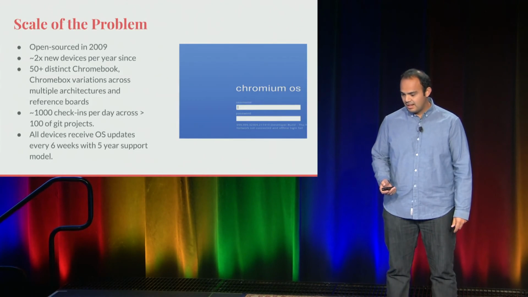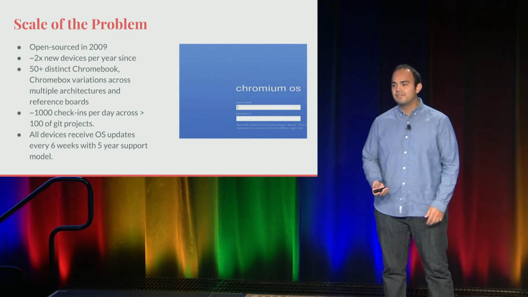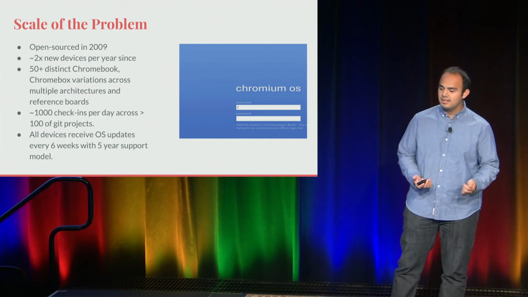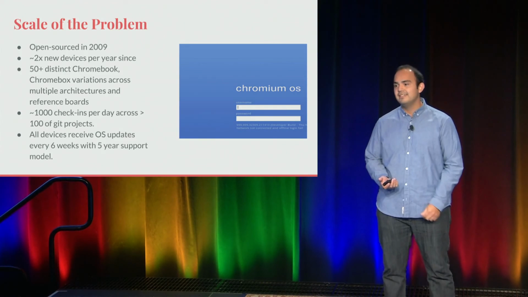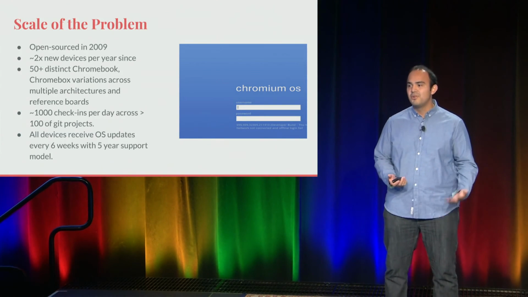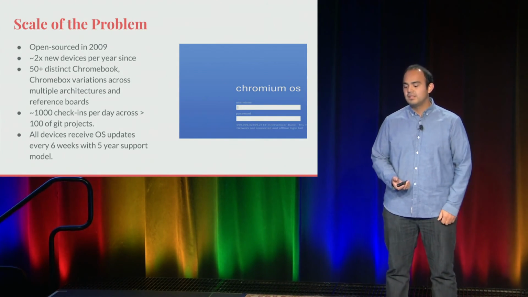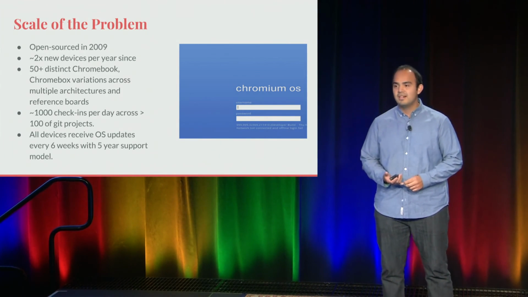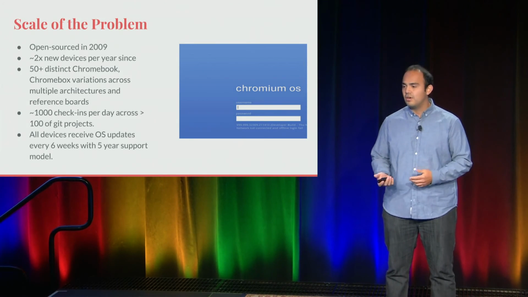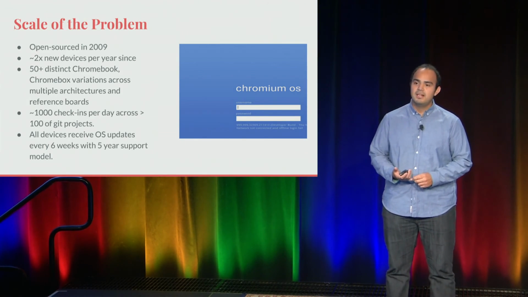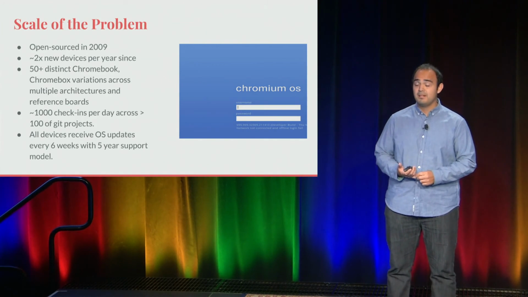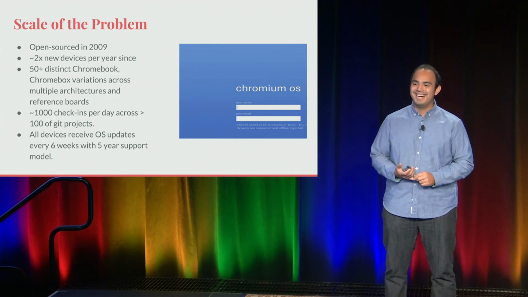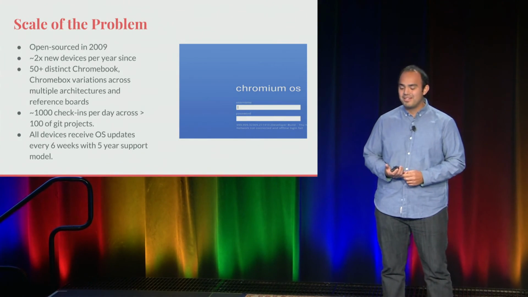So, a quick history, to understand the scale of the problem. We open sourced in 2009. We shipped our first Chromebook, the CR48, in 2010. Since 2010, we've basically shipped 2x more devices per year. At this point, we're shipping over 50 distinct Chromebook and Chromebox variations across multiple architectures like x86 and ARM and various reference boards. In terms of the development community, we have over 1,000 check-ins per week, not per day, I made that mistake, and across hundreds of Git projects.